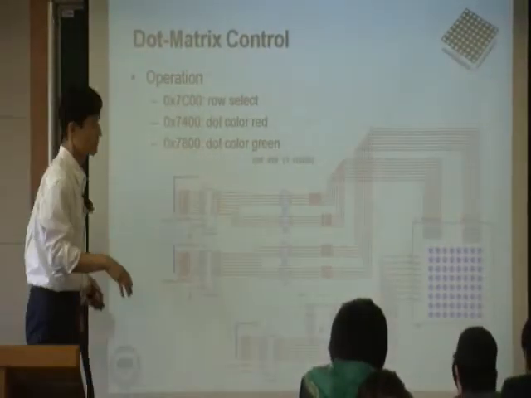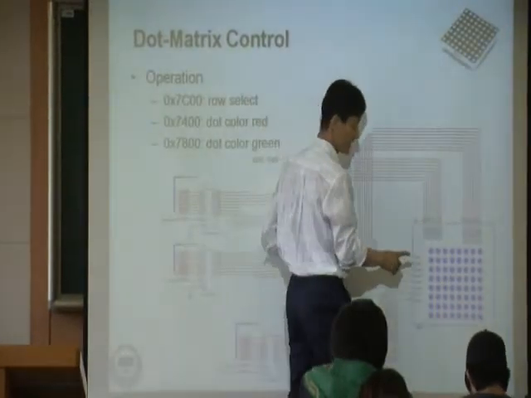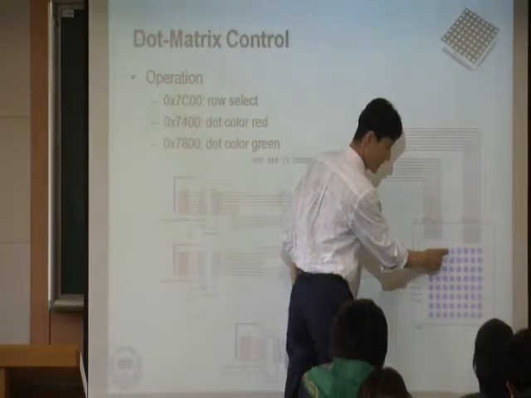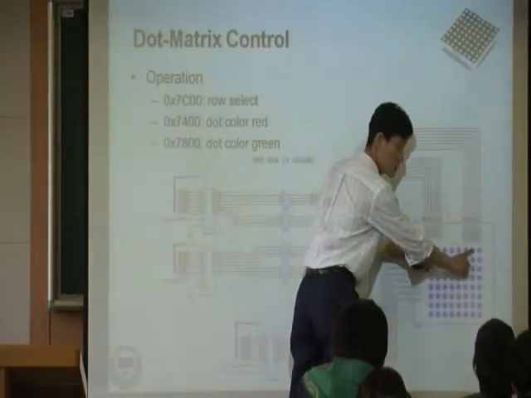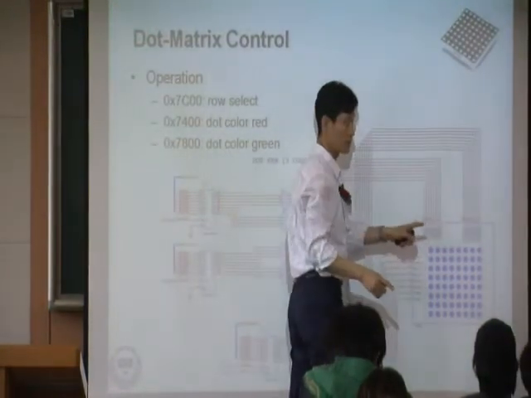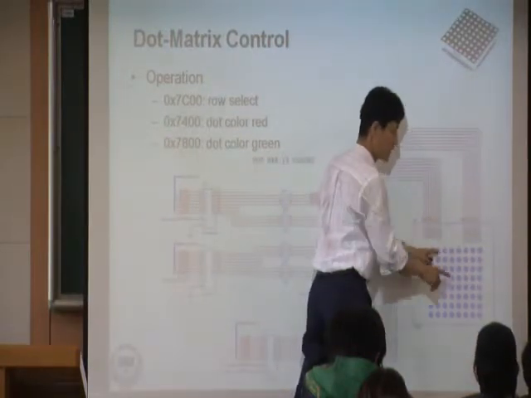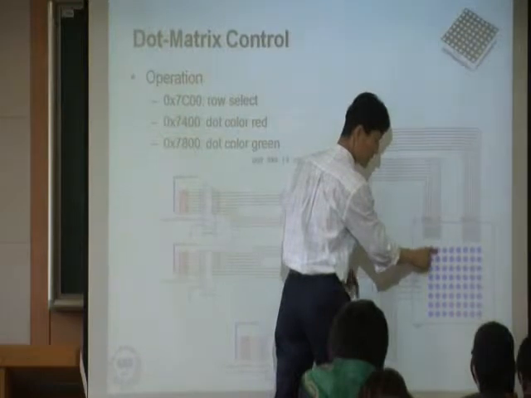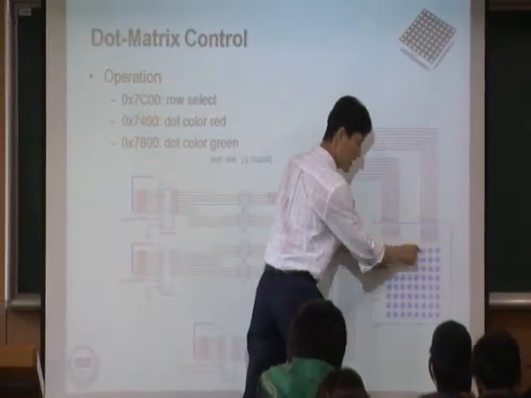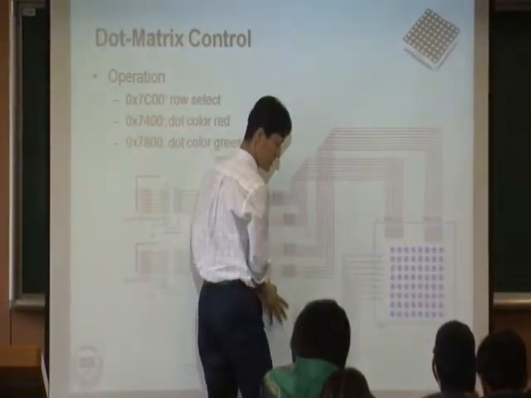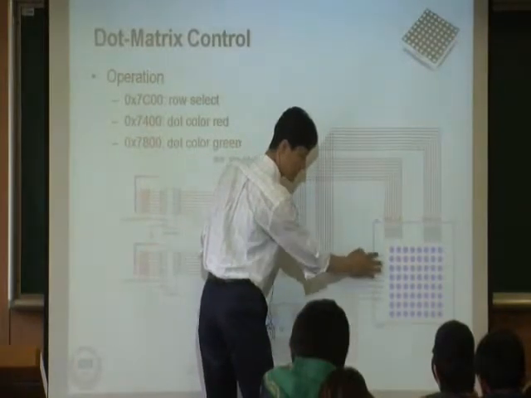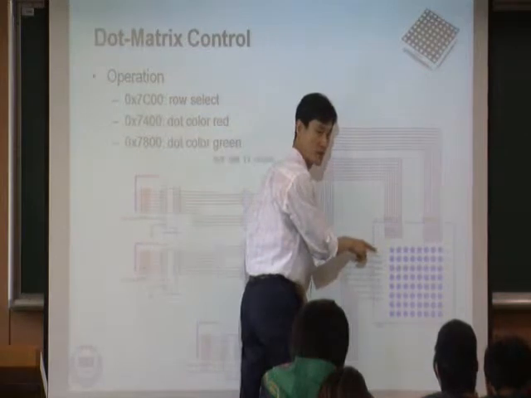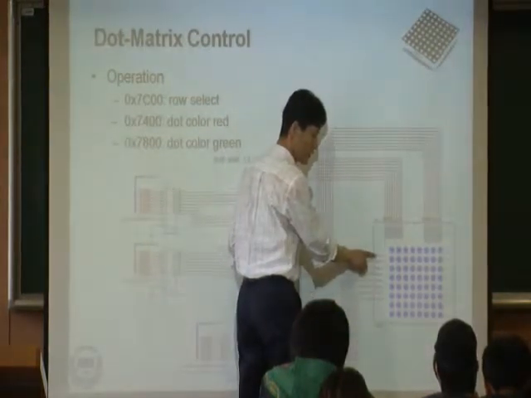Here's how to do it. Let's say I want to turn on that LED and that LED. Let's say I want to turn on these 2 LEDs, and I want to turn them on with red color. In that case, since these 2 dots are on the same row, using this 8 pin, I need to select the first row. Because that's the row that I want, right? So you need to select that row.